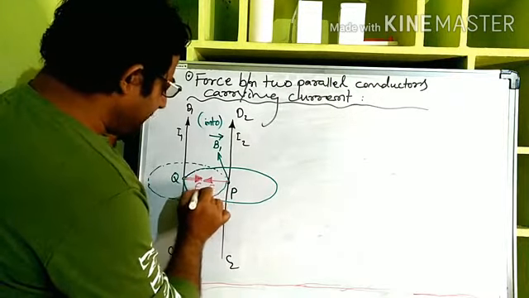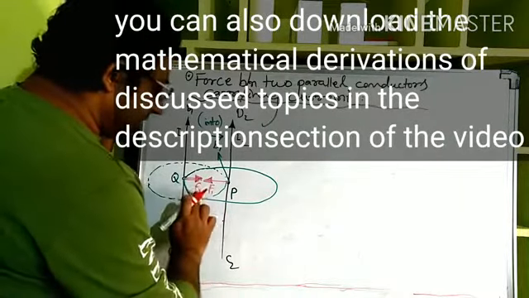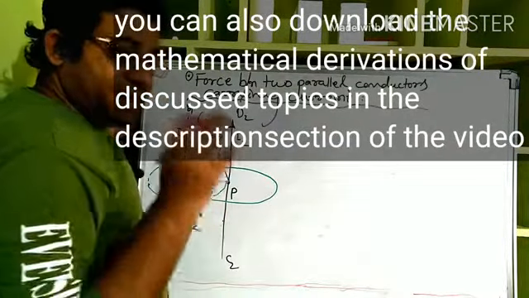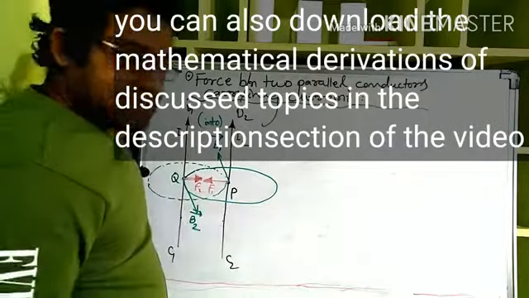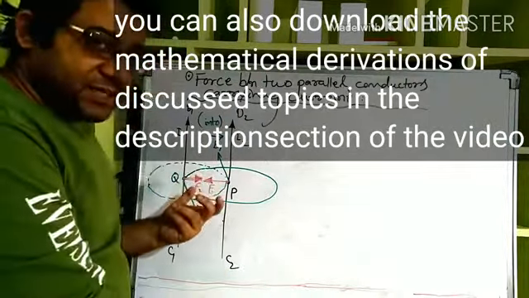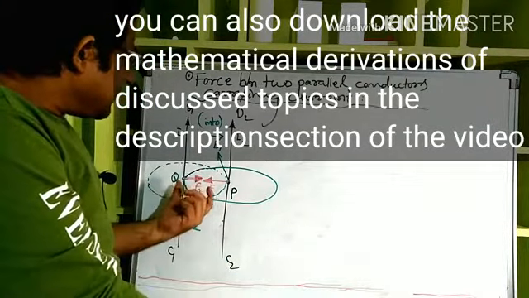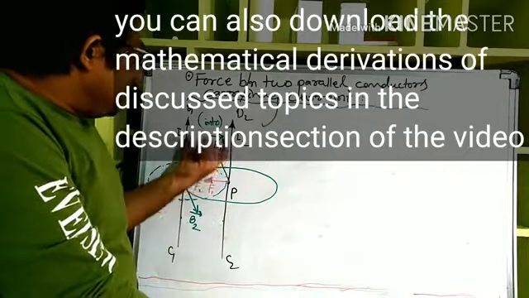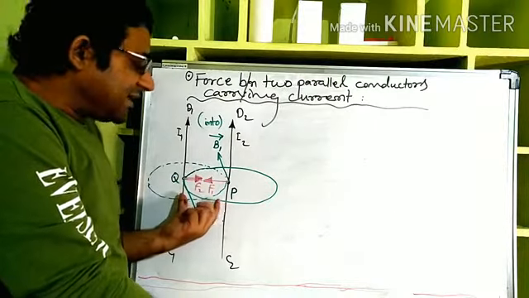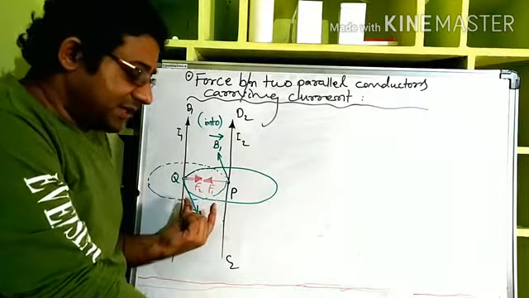Now let us call these F1 and F2, and if we do the calculations, we come to the conclusion that F1 is equal to F2. Regarding those calculations, you can refer to your NCERT book, where the derivation is available. I'm just explaining the concept here without doing the mathematical derivations. So when two currents are flowing in the same direction, the conductors are attracted towards each other. The force between them is attractive in nature.